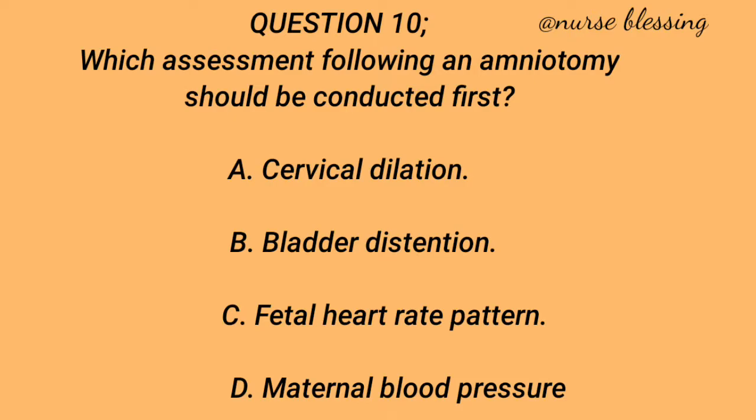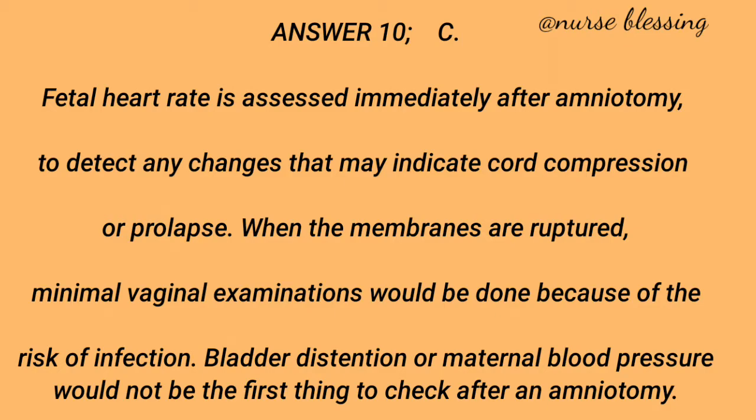Question 10. Which assessment following an amniotomy should be conducted first? A. Cervical dilation, B. Bladder distension, C. Fetal heart rate pattern, D. Maternal blood pressure. Answer 10, C. Fetal heart rate is assessed immediately after amniotomy, to detect any changes that may indicate cord compression or prolapse. When the membranes are ruptured, minimal vaginal examinations would be done because of the risk of infection. Bladder distension or maternal blood pressure would not be the first thing to check after an amniotomy.